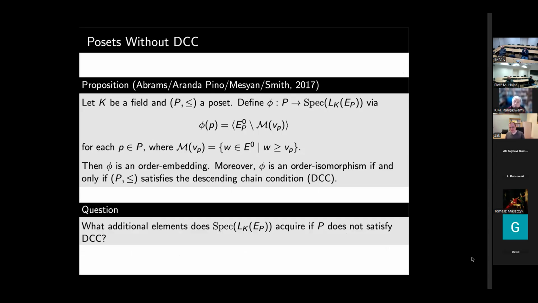You can still embed it into the prime spectrum of a Leavitt path algebra by using this construction, but then you get extra stuff, because it's an order embedding, but not an order isomorphism. So what's that extra stuff that you get?